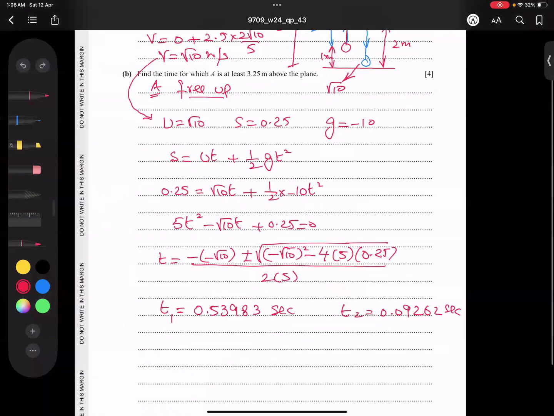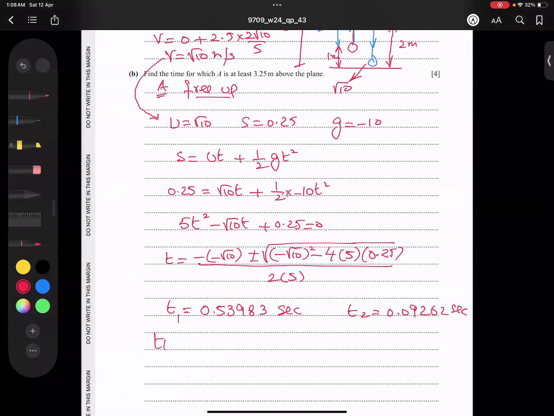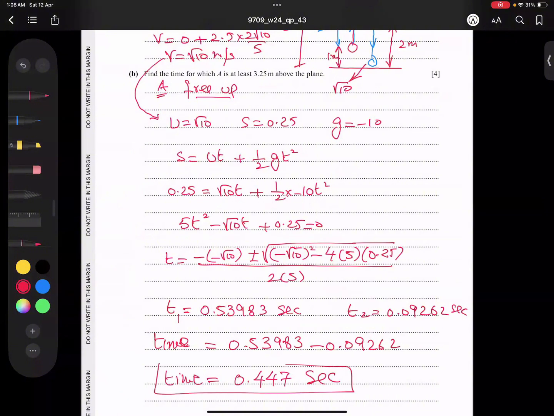And let's see the time. The time is more, at least, okay, I can say subtract them: 0.53983 minus 0.09262. And let's see what the answer turns out to be. I'm getting here 0.4472 seconds. So this is the time he was asking for. So I hope the point is very clear.